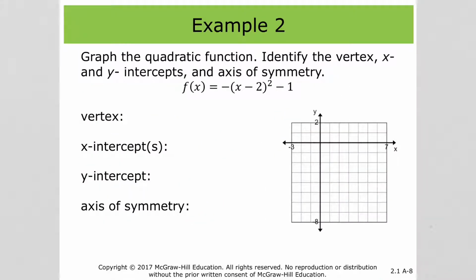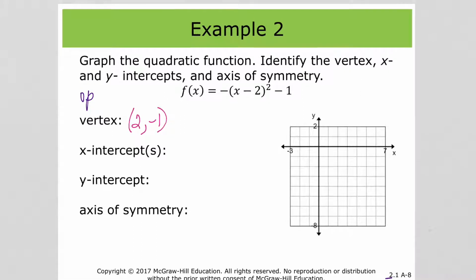Let's look at one more example of that. So again, the vertex here is (h, k). H is positive 2, k is negative 1. We can see that since a is negative, then this parabola will open down. The axis of symmetry is x equals 2. So let's plot these two things.